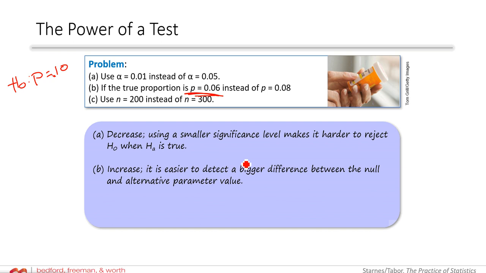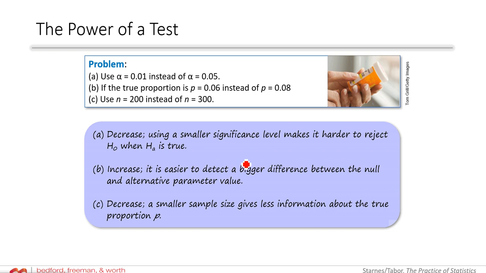And then finally, our initial sample size was 300, right? If we decrease the sample size, that increases sampling variability, right? Our hypothetical sampling variability. And so therefore, I'm decreasing the power. In other words, it's going to be less likely that I make the right decision and reject H0.